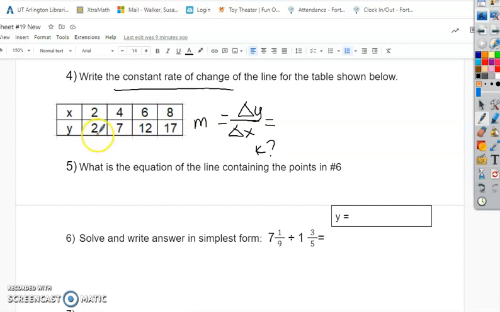So delta y, there's y. I want to find the change in y. How much is this going up by? And hopefully you can tell it's going up by 5. Remember, that goes on top. Then here, that's delta x. So each time, how much am I increasing by?